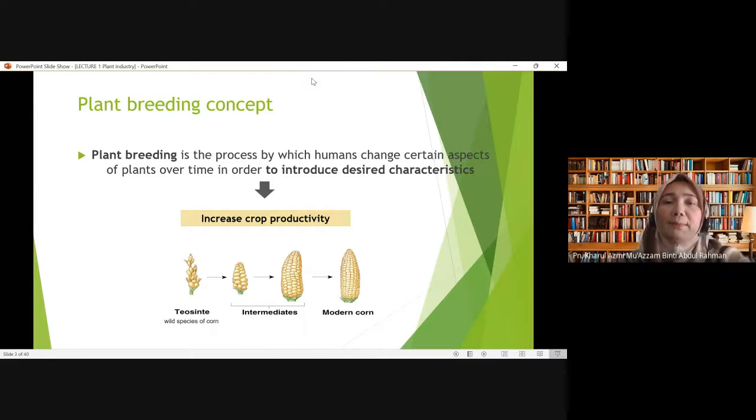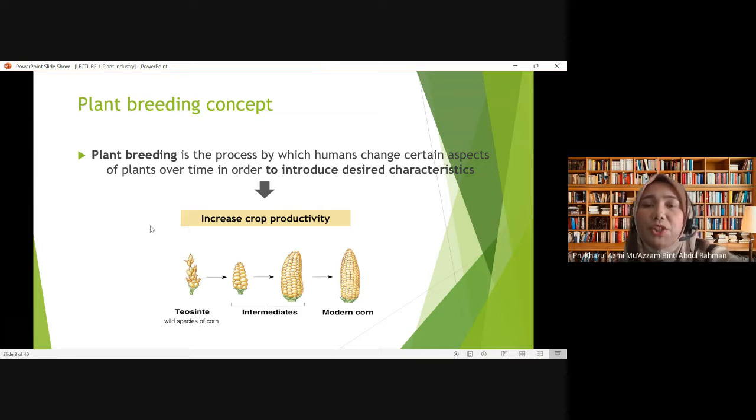Okay, so next, let's see the plant breeding concept. Plant breeding is actually the process by which humans change certain aspects of plants over time in order to introduce desired characteristics. Maksudnya, this is the process conducted by human means. Kita yang biak bakakan sesuatu tumbuhan tu, this is the purpose, to introduce desired characteristics. Kita nak dapatkan karakteristik yang bagus yang kita nak bagi sesuatu pokok tu.